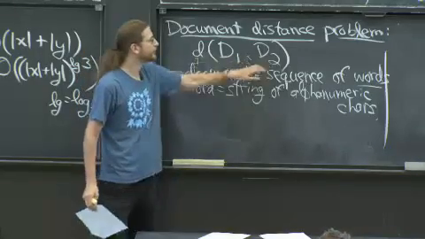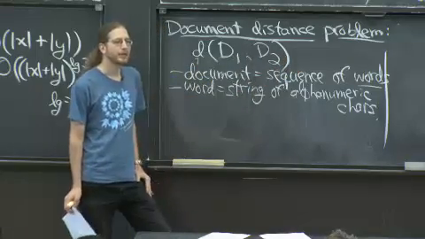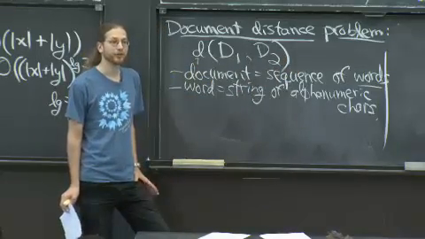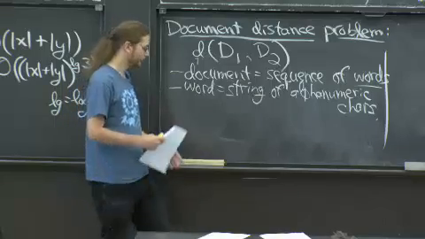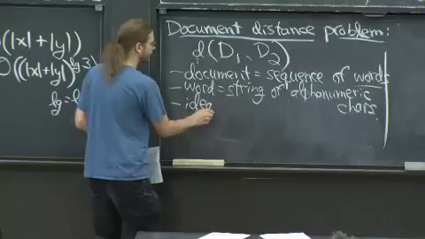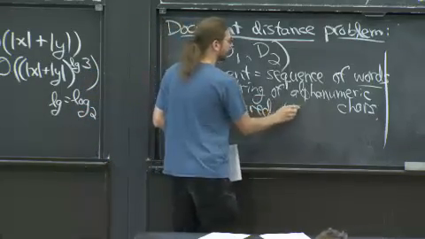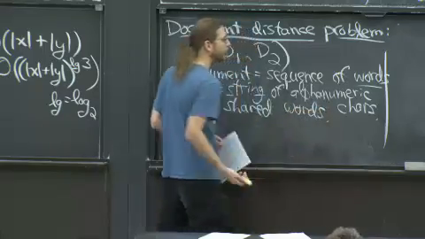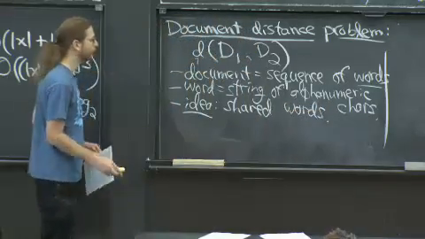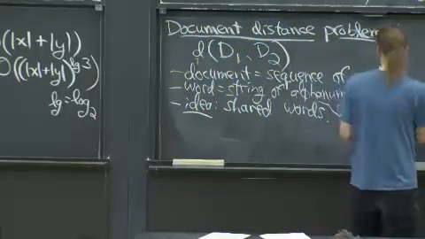Now I want to know whether D1 and D2 are similar, and I've thought about my document as a collection of words. Maybe they're similar if they share a lot of words in common. So that's the idea: look at shared words and use that to define document distance. This is obviously only one way to define distance. It'll be the way we do it in this class, but there are lots of other possibilities.